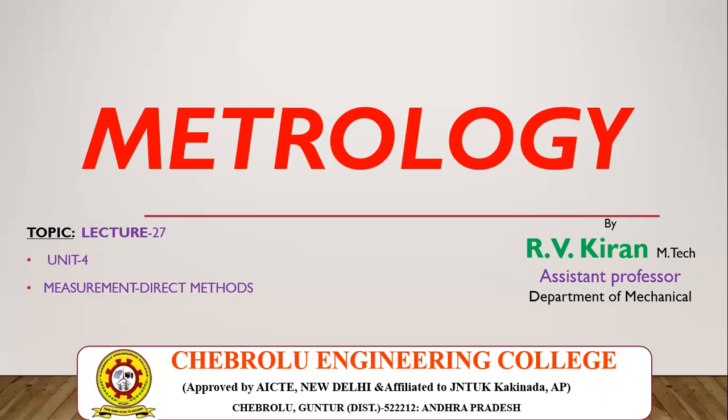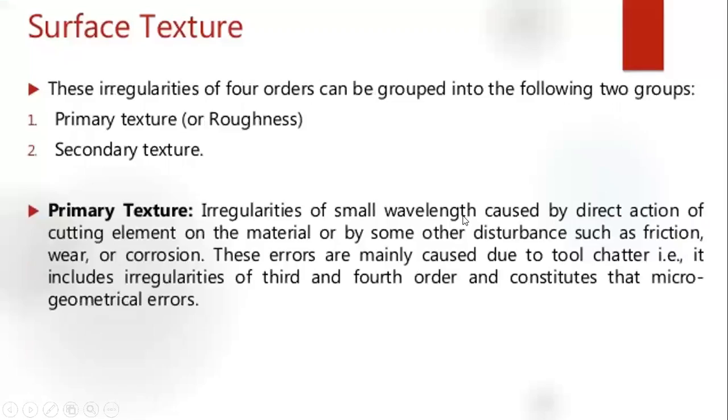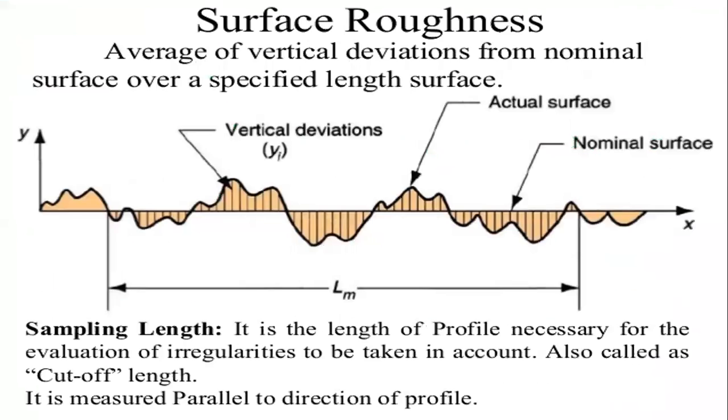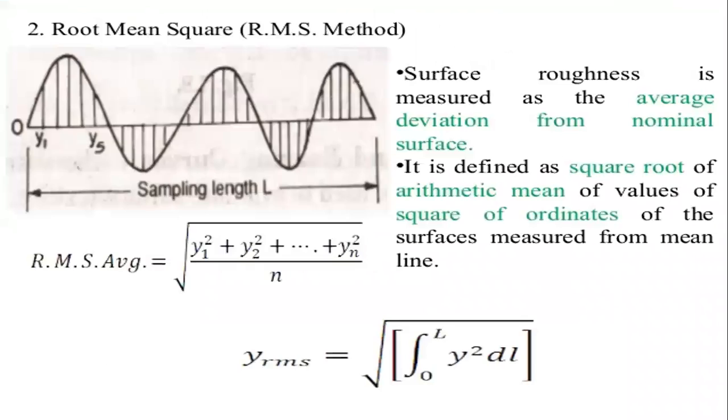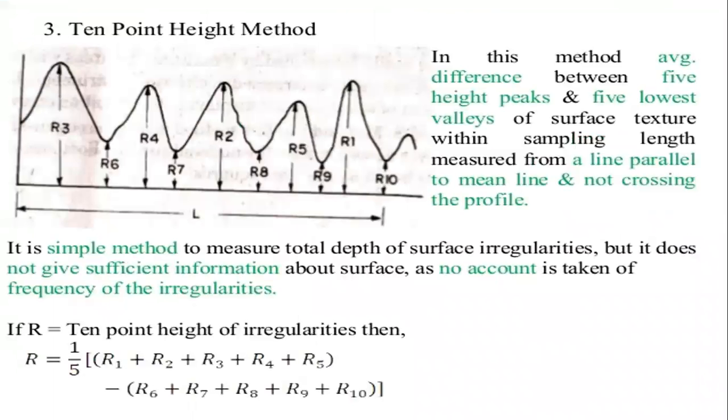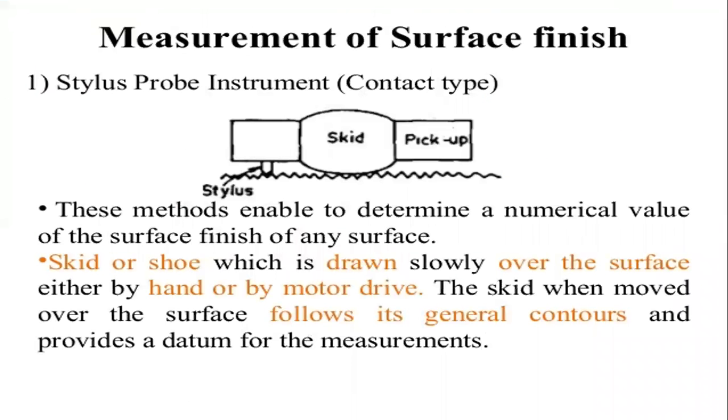In the last class, we discussed the numerical methods of surface finish, that is the center line average method, root mean square method, and the 10-point height method. In today's class, we are going to see the measurement of surface finish through direct contact, that is the contact type.